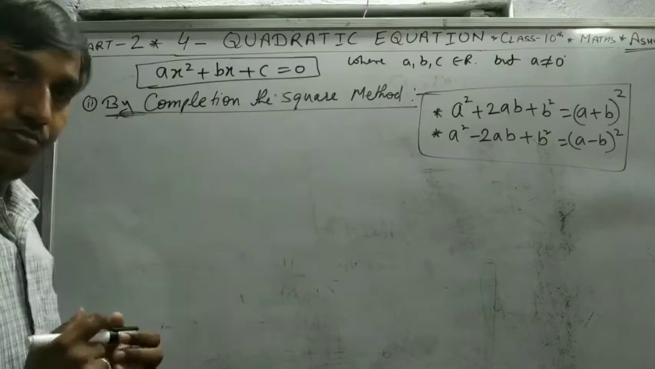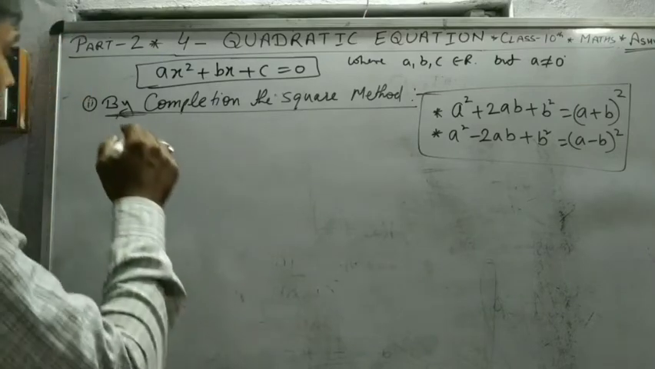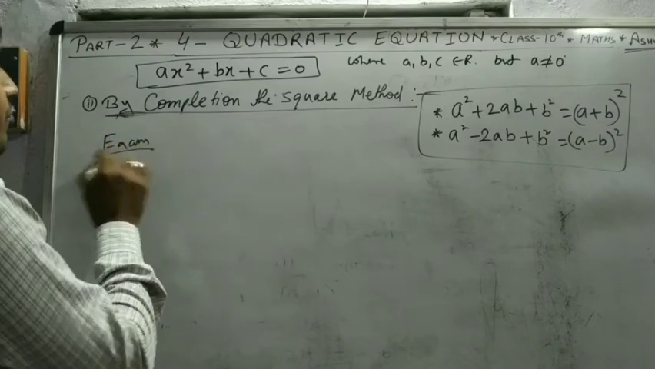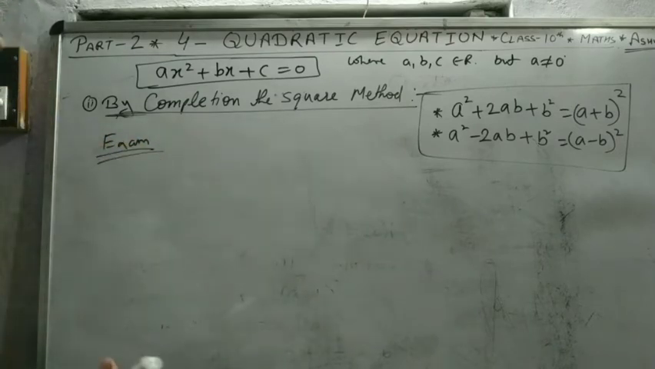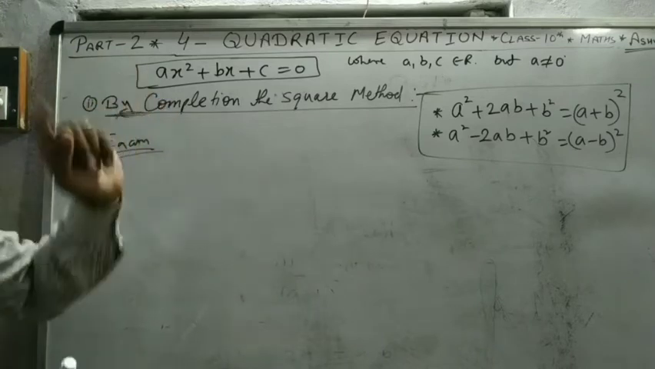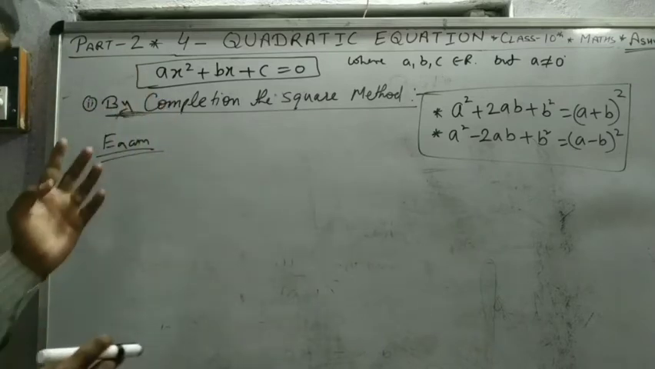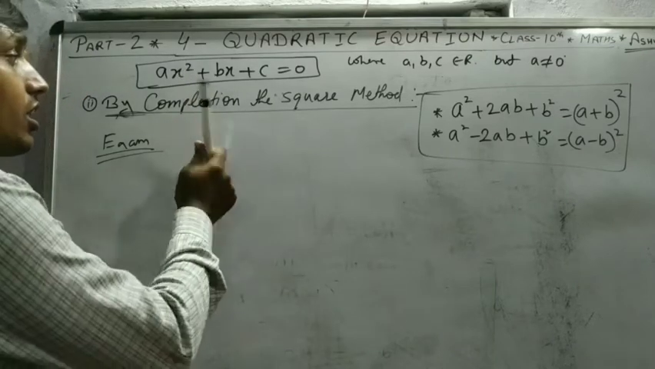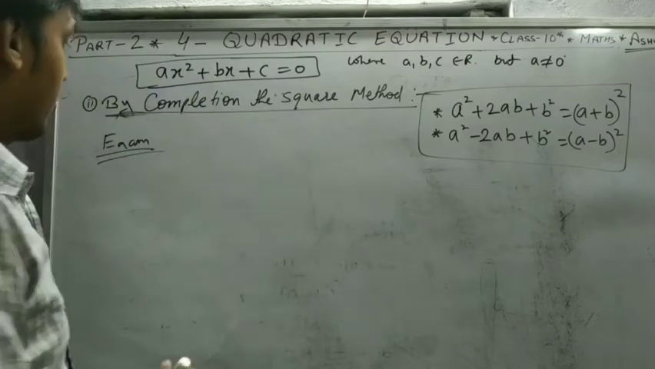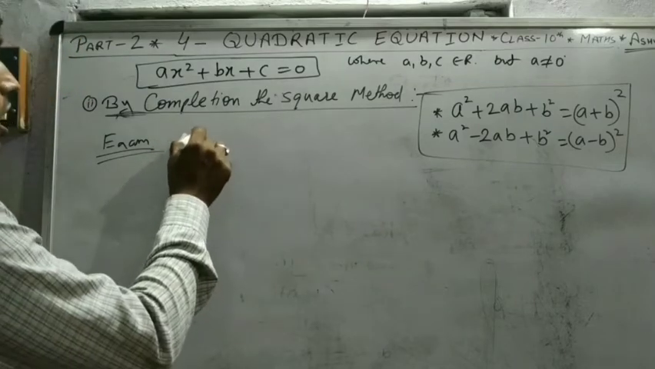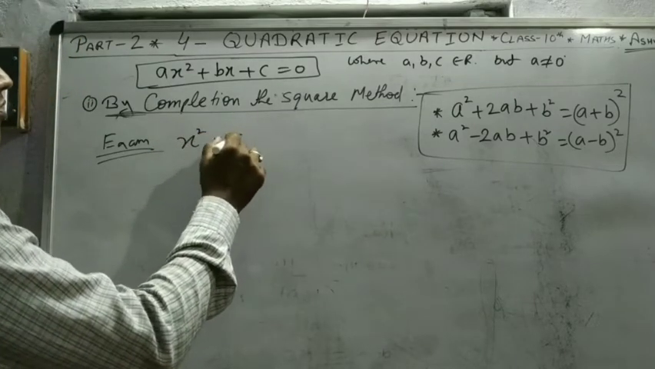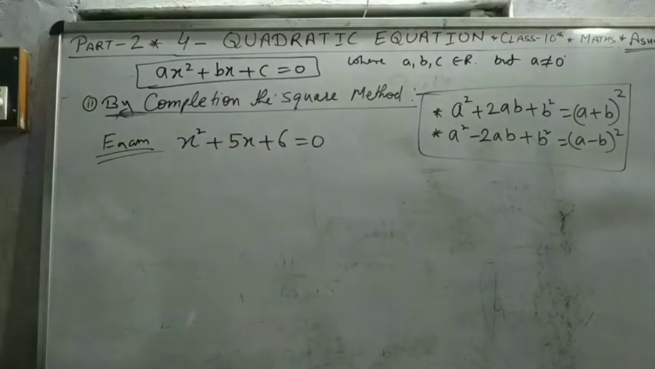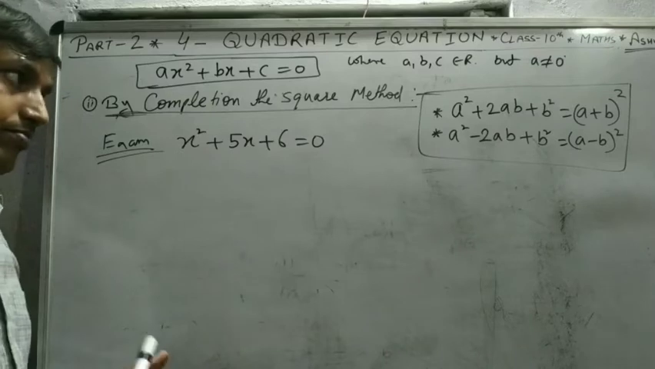So how do we solve them? First we take a simple example. We directly take the example to explain the method. So x square plus 5x plus 6 is equal to 0.